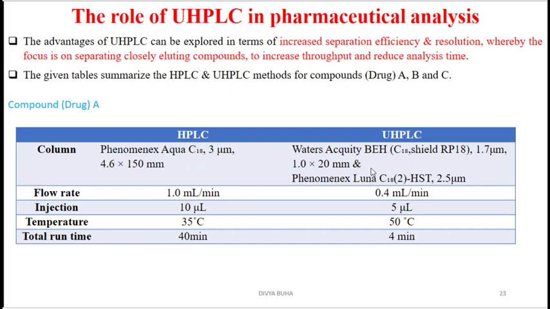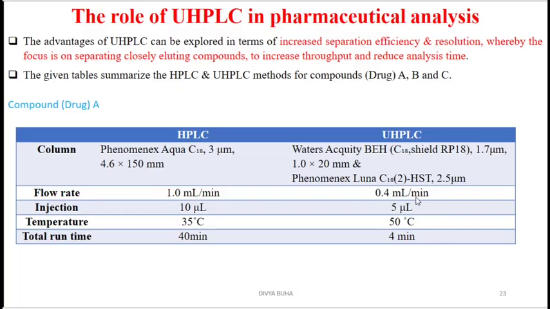So you can see that if we see the column dimensions, then it would always be less in UHPLC as compared to HPLC, and even the particle size of the stationary phase would be lesser in UHPLC as compared to HPLC. Now let us see the flow rate. This is the flow rate of the mobile phase, so it would be in ml per minute. The flow rate in HPLC would generally be set to 1 ml per minute for the separation of this particular drug, whereas in UHPLC it would be 0.4 ml per minute. So you can see over here the flow rate would be lesser in UHPLC as compared to HPLC.